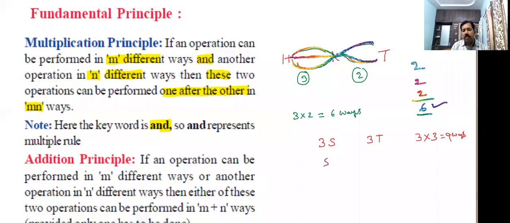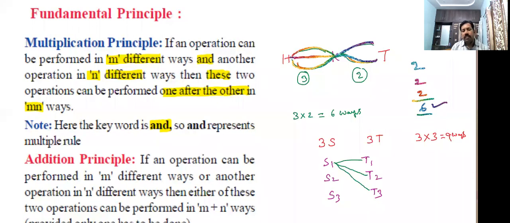Now, generally, how to calculate? Three shirts, I am writing S1, S2, S3. Trousers, T1, T2, T3. Now, the person can select a pair. How many chances are there? S1T1, this is one pair, or S1T2, another pair, S1T3. These are different design shirts, different colored, different design trousers, not similar. These are different things.